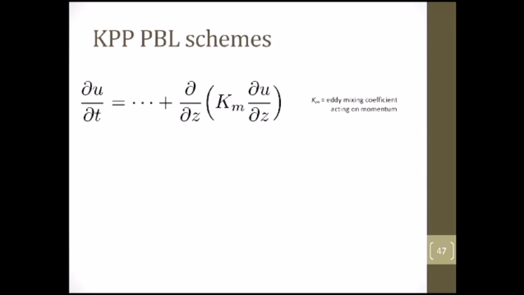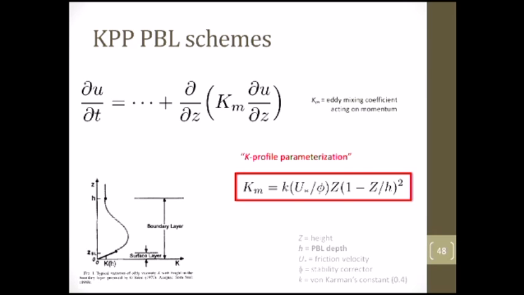Here's a model equation, du/dt, where u is the zonal velocity. On the right-hand side, we're going to have a term that looks like this: the vertical gradient of an eddy mixing coefficient multiplied by the vertical gradient of the field that I'm working with. And Km, this eddy mixing coefficient acting on momentum, is what we're interested in. Some boundary layer schemes explicitly predict that by prognosing turbulent kinetic energy.